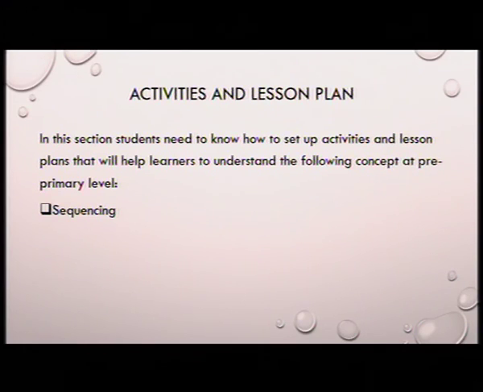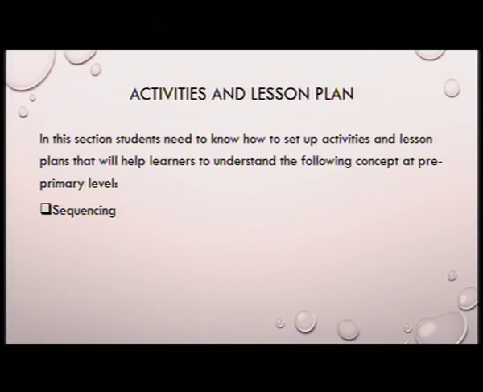So you can talk in terms of things like, for example, days of the week. What is the sequence of the days of the week? For example, Monday is followed by Tuesday, followed by Wednesday, followed by Thursday and Friday. So that is now sequencing.